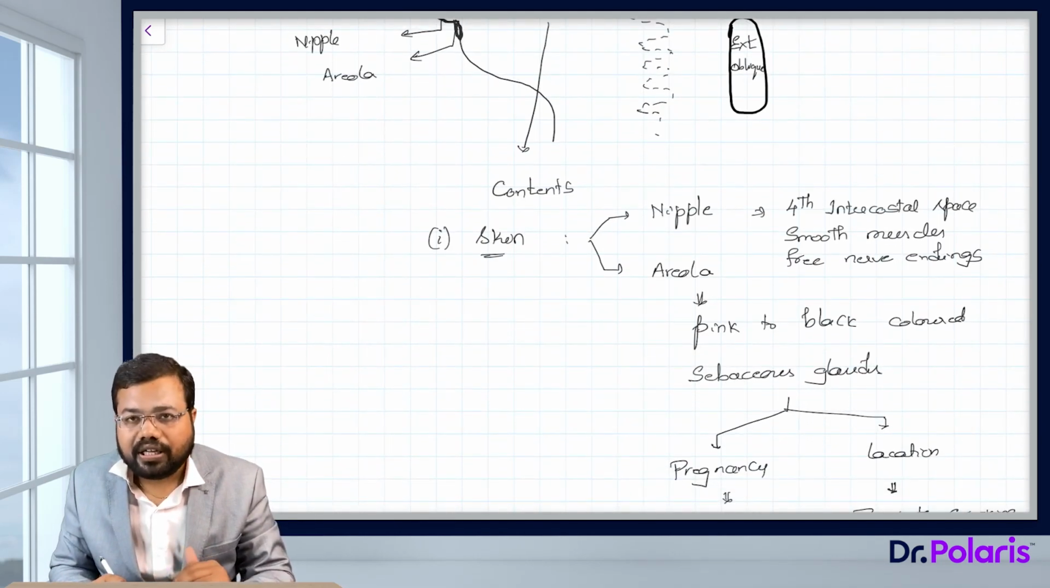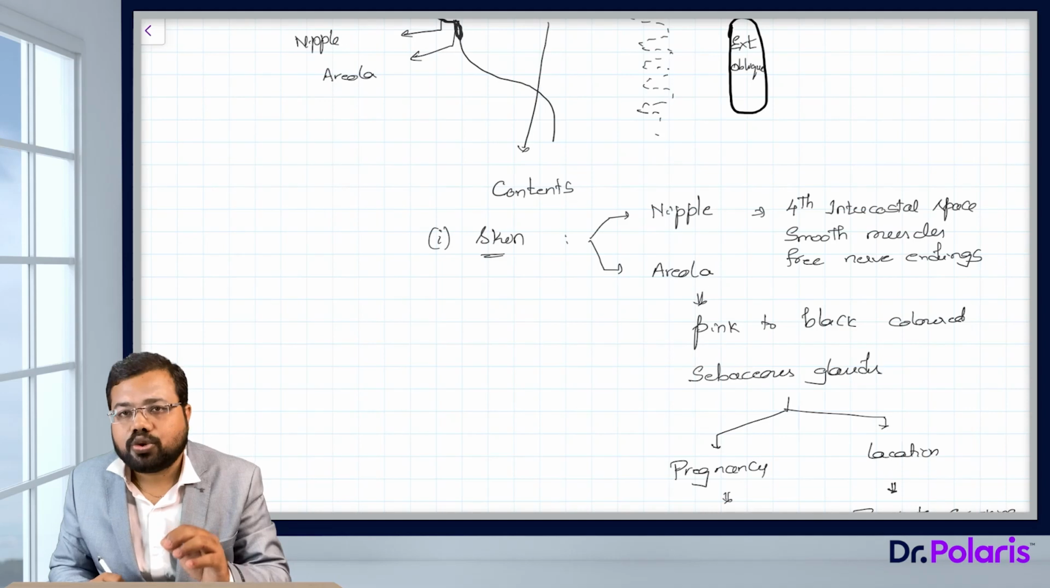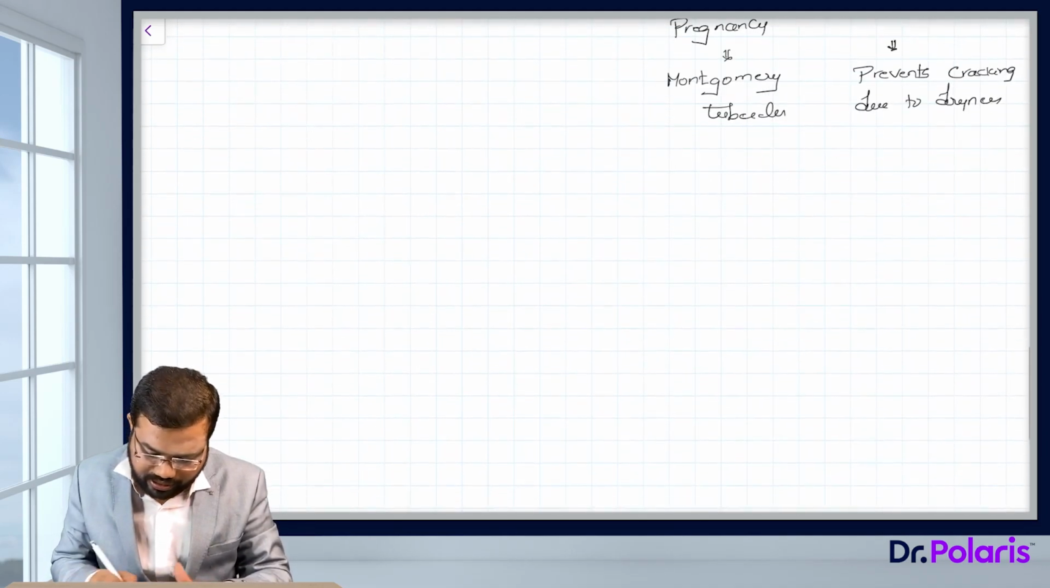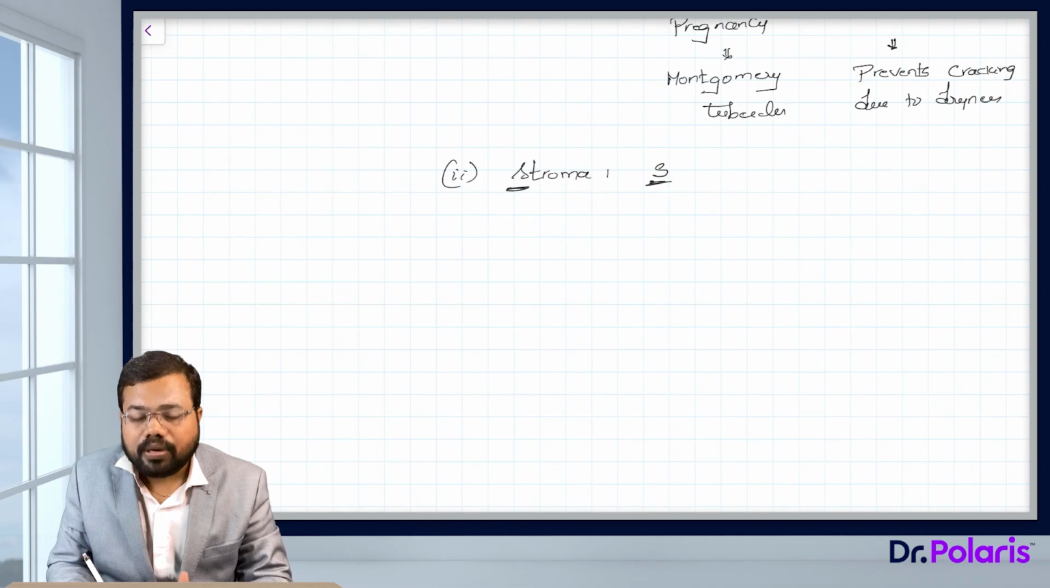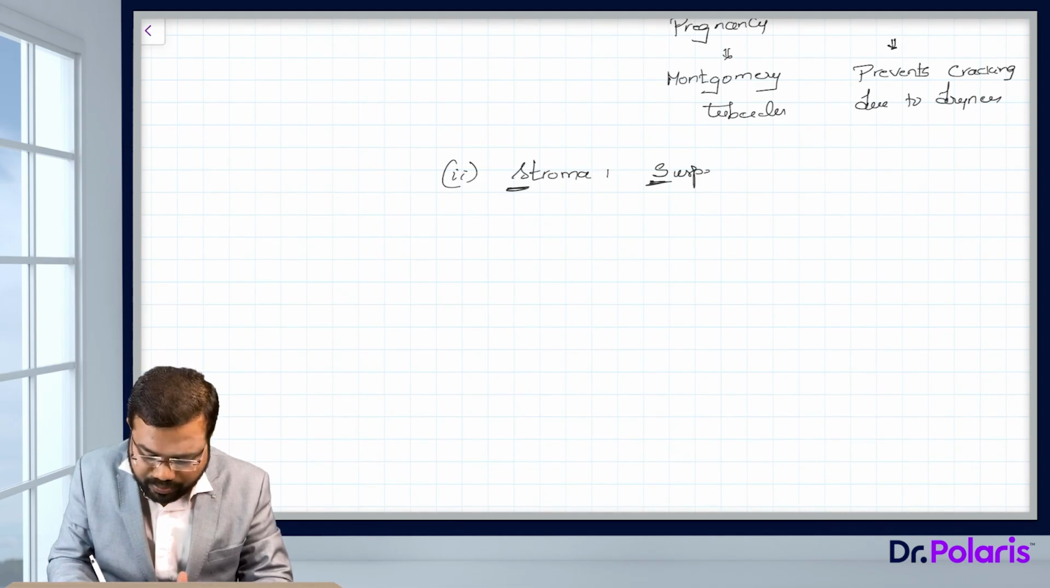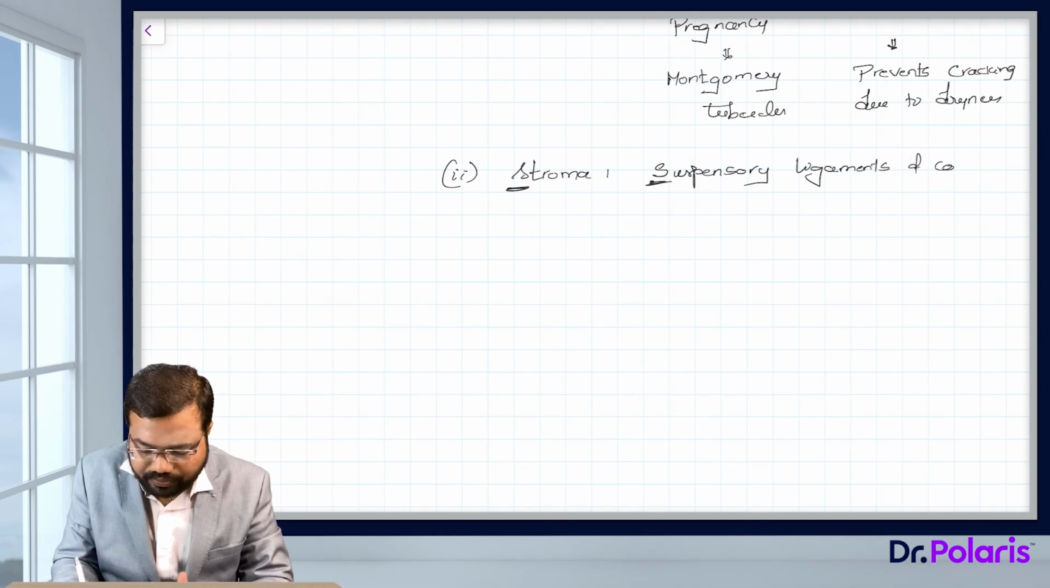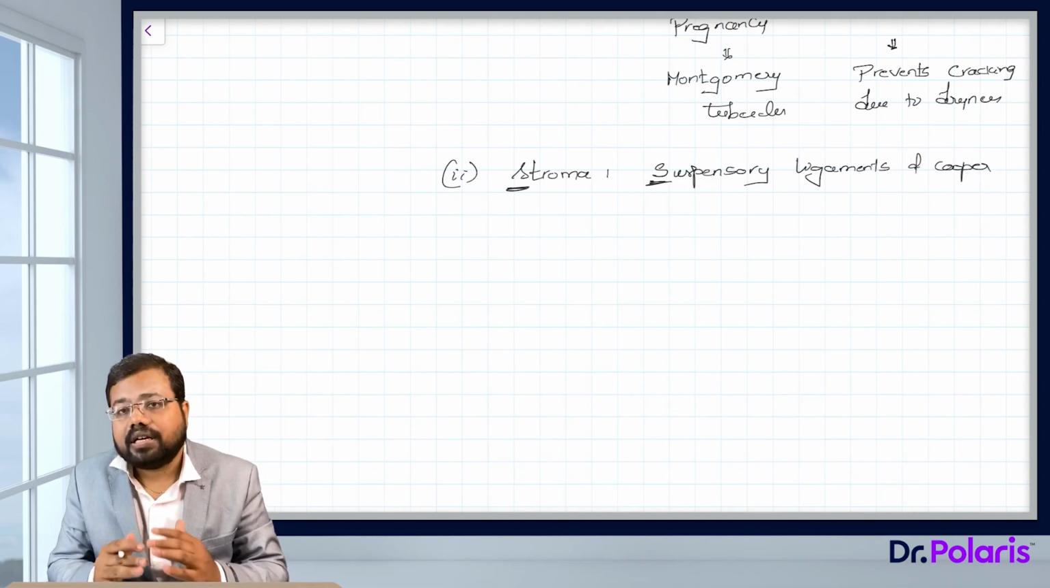Apart from the nipple and areola, we have the stroma inside also. So the second part we are discussing now is the stroma. Just remember S for S. That stroma is actually formed by the suspensory ligaments of Cooper.